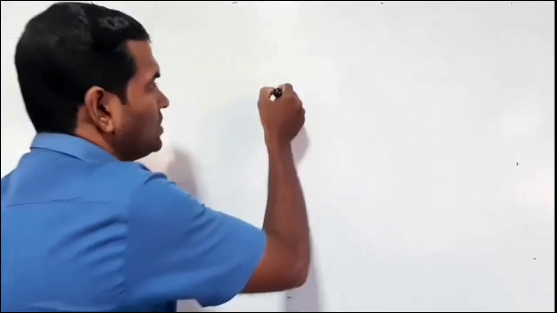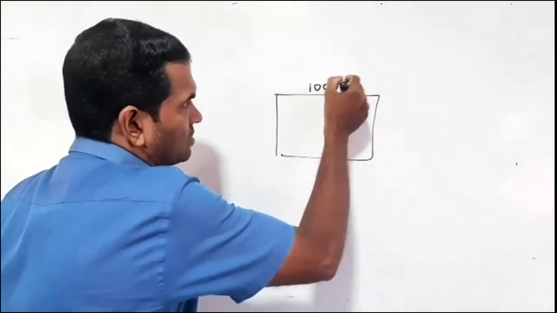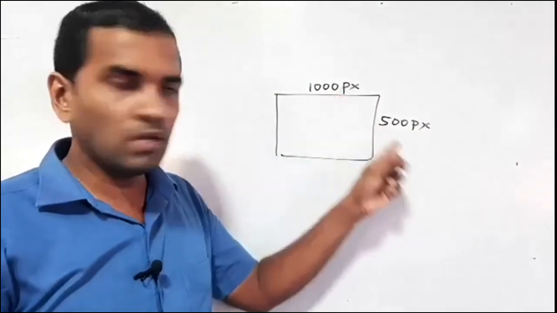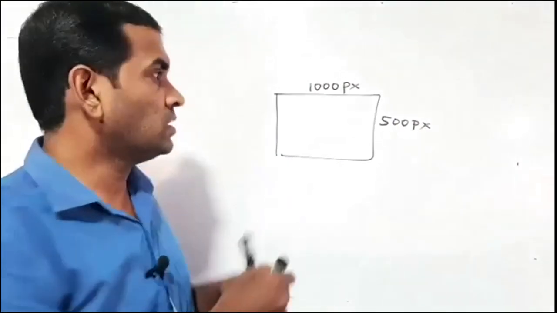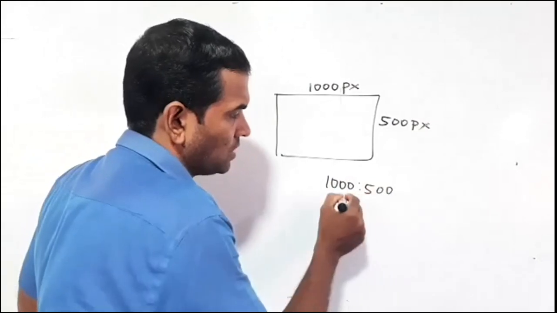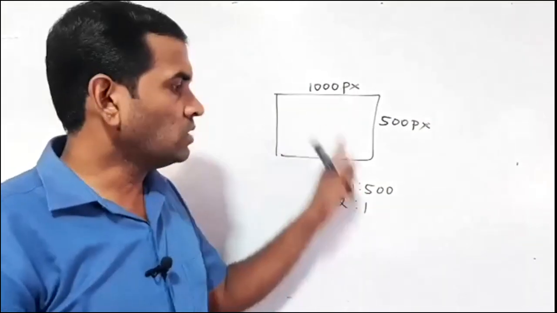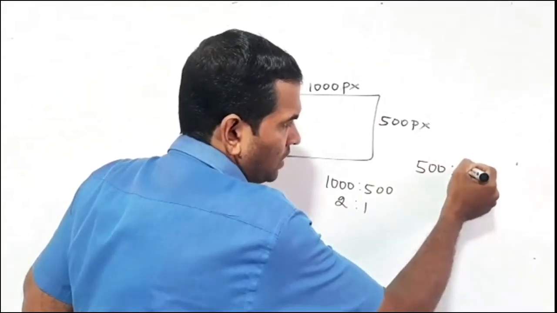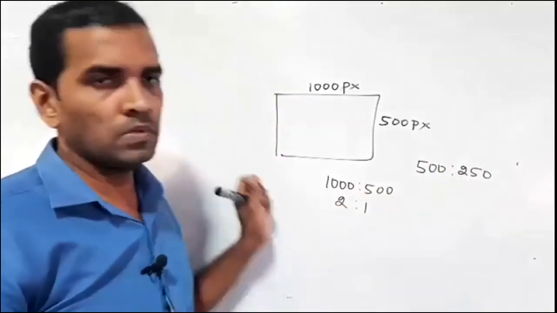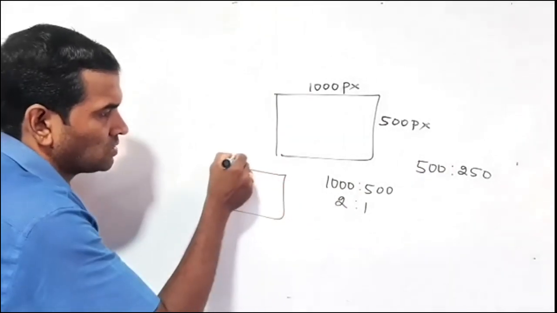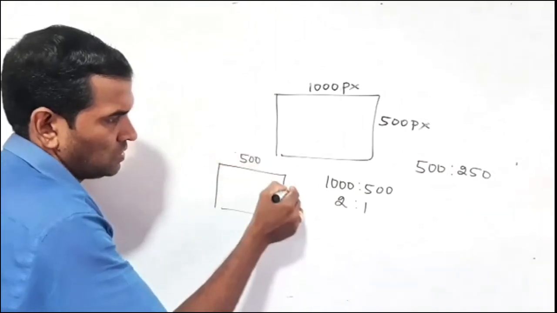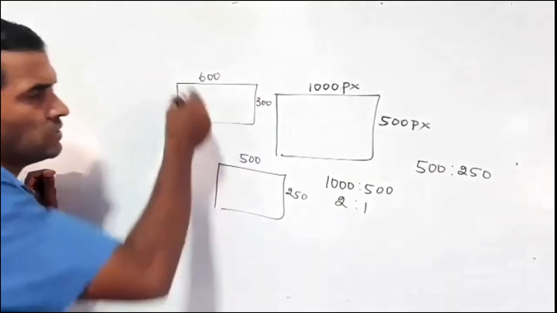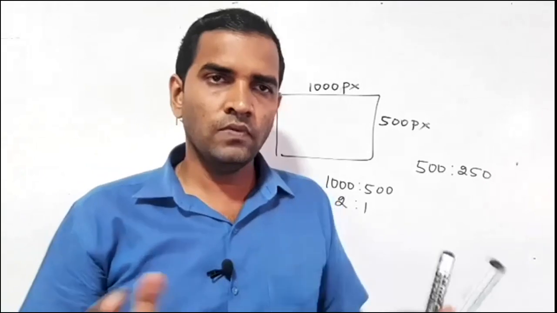Yes. Okay, I explained. So if it is an image with, say, 1000 pixels width and 500 pixels height, assume this is the original image. Here the ratio between the width and height is 1000 to 500, which means 2 to 1. So when changing the width and height, you have to keep this ratio, 2 to 1. Let's say 500 pixels width with 250 pixels height. This is one possible combination. Even I can have 600 pixels width and 300 pixels height. So there are different combinations possible.